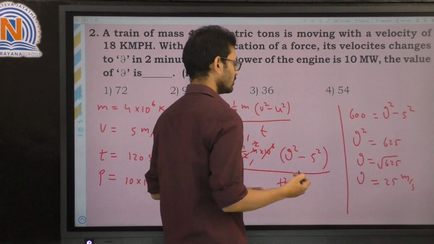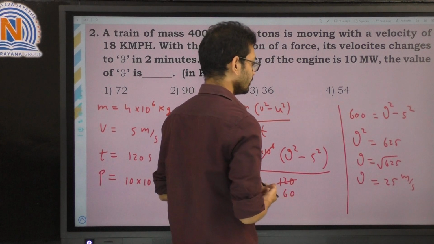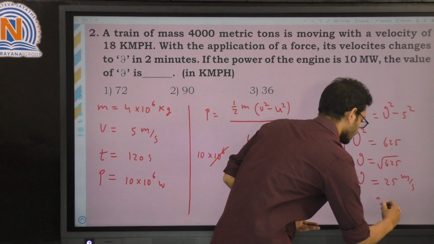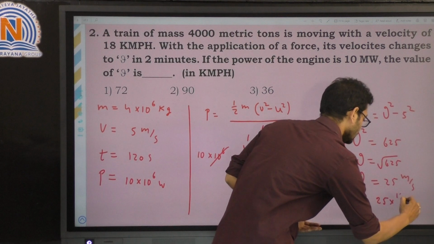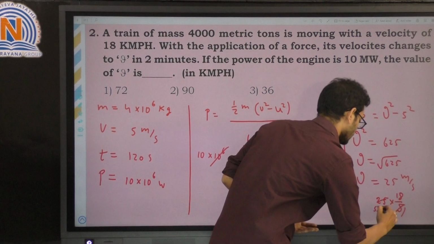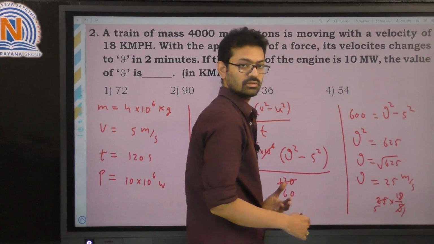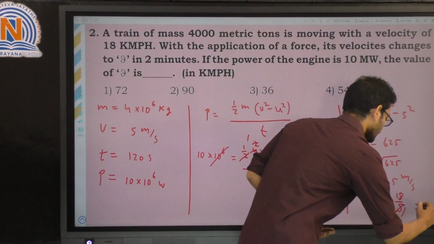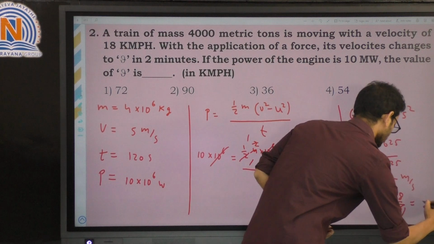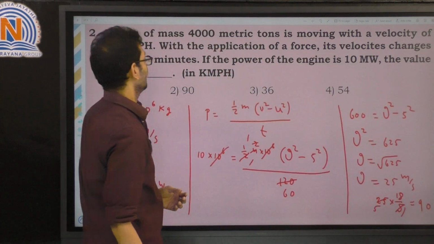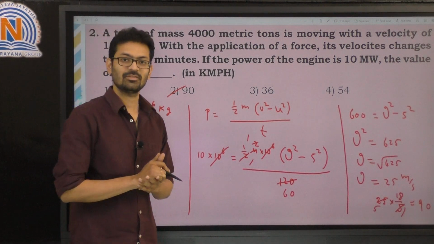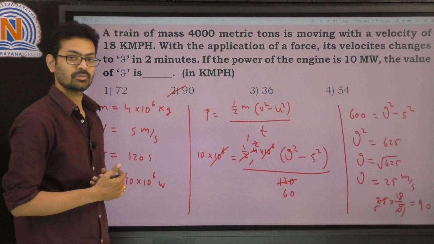Okay, so when you want to convert it into kilometer per hour, we will write 25 into 18 by 5. So 5 into 18 is, you will be getting 90, right? Option 2, right? Hope this is helpful for you. Let us go for the next question.